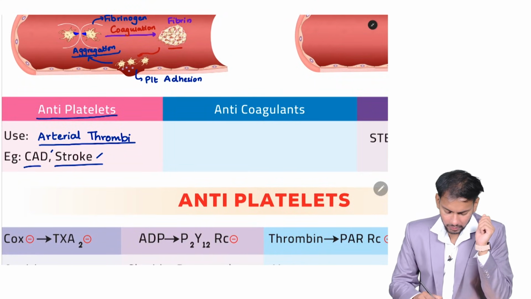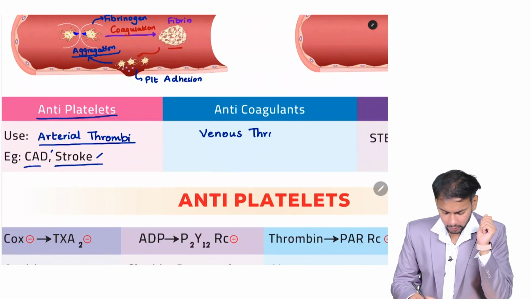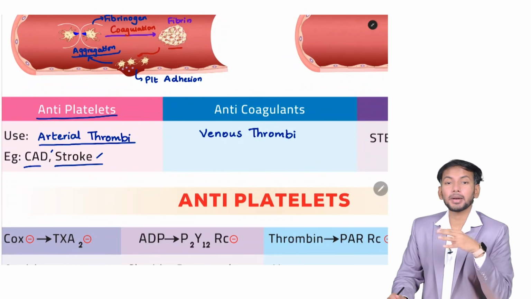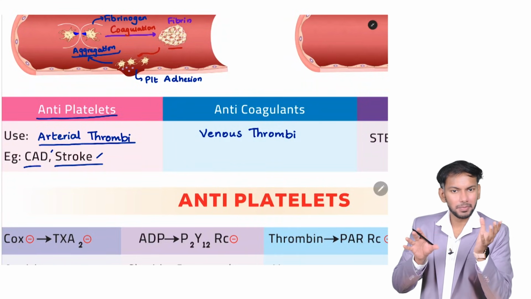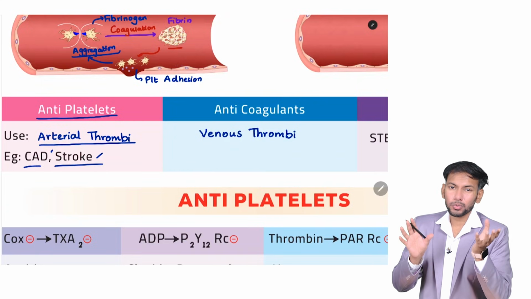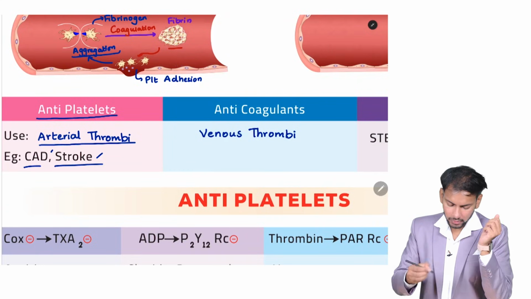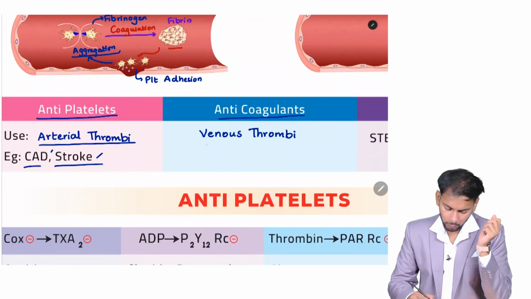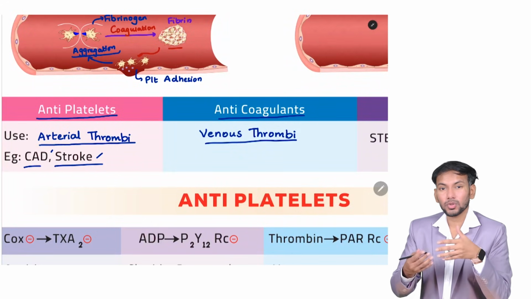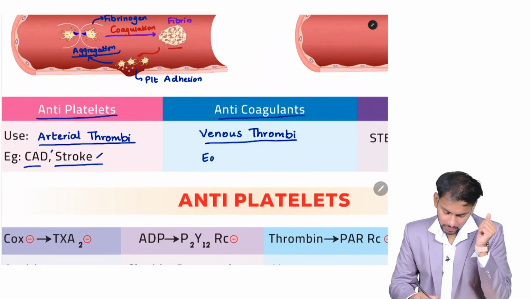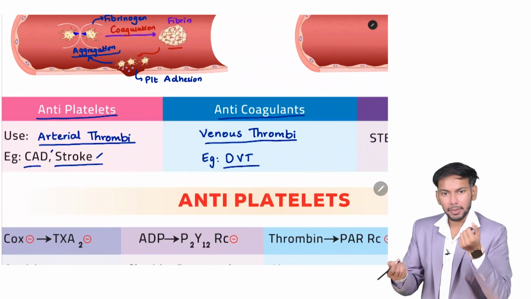Now, we have something known as venous thrombi. In the veins, the fibrin content is more in comparison with the platelets. So, you would want to use anticoagulants. That is the reason why we use anticoagulants in venous thrombi. An example is deep vein thrombosis, because it is happening in the veins.